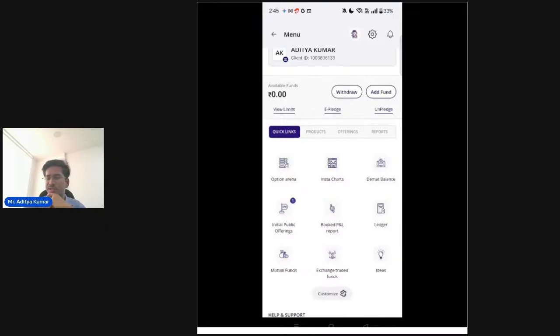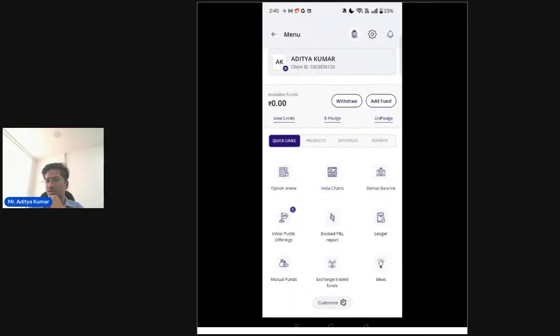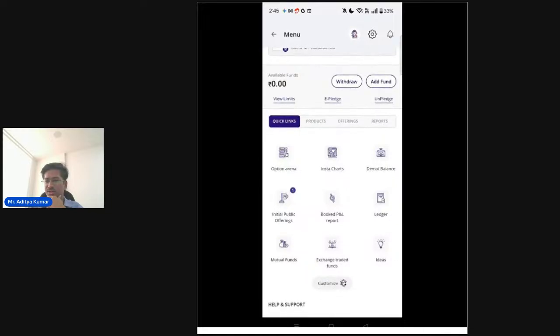Then you can also pledge stocks. If you own stocks, you can use them as collateral to borrow funds or for more trading. For example, pledging a stock worth 10,000 might give you extra buying power. I'm not going into depth on that, just showing what these are in the profile section. Then we have quick links.